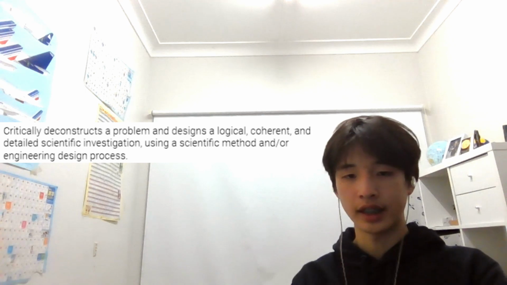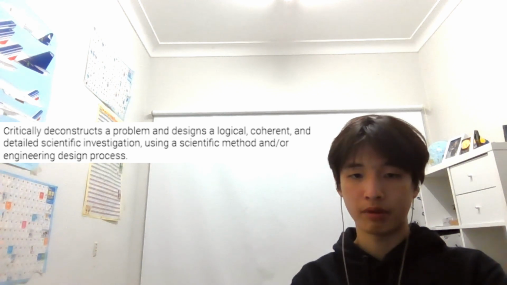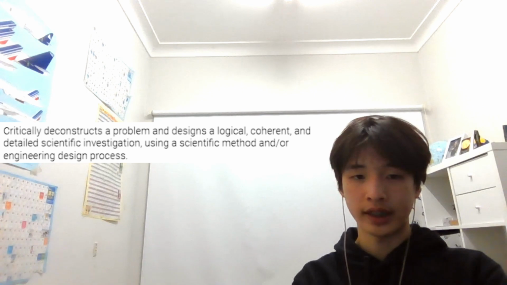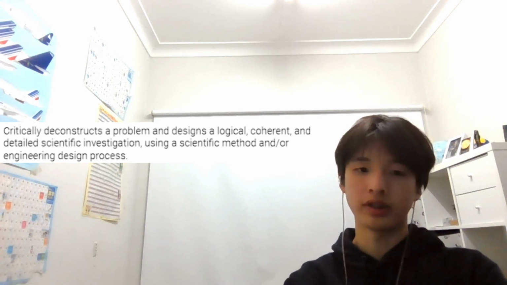scientific investigations. For IAE1, I gave myself an A, which means I'm able to critically deconstruct a problem and design logical, coherent, and detailed scientific investigations using a scientific method and/or engineering design process. The grade reflects the many different ways I demonstrated this IAE skill within my in-class activities and assignments.